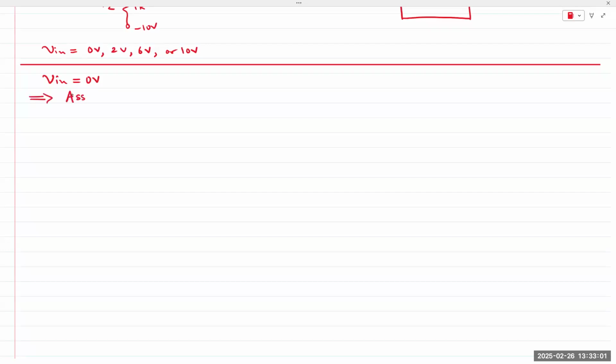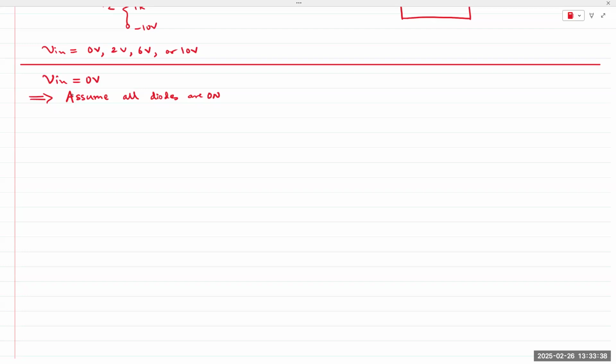Let me assume all diodes are on. Again, as a reminder, in ideal diode analysis there are only two possible options. Either the diode is on or the diode is off. If the diode is on, we check for the diode current. The diode current must be positive. If we assume the diode is off, then we check for the diode voltage. The diode voltage must be negative.